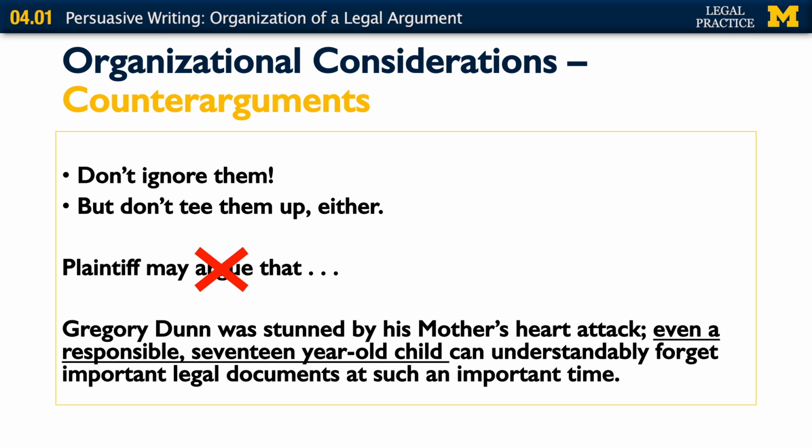For example, in the example just given, you might surmise that the plaintiff is going to argue that because Gregory Dunn was 17 years old, he should have understood the importance of the legal papers and gotten them to his father. You want to deflect that argument, but do it in a subtle way. And this sentence does that job for you.